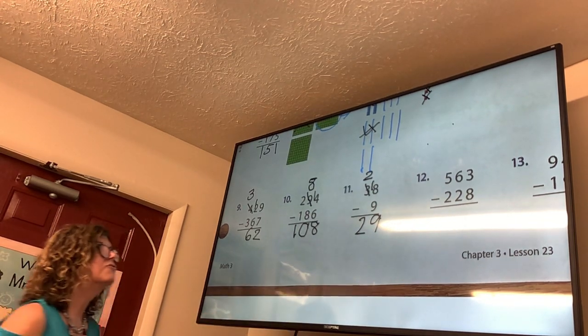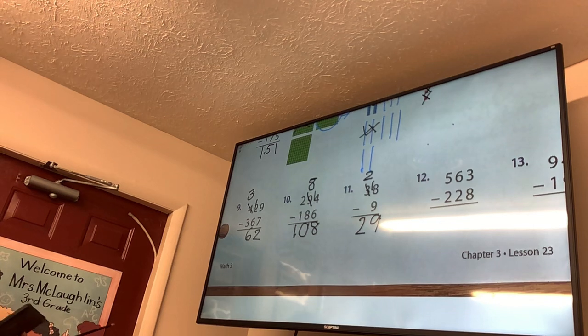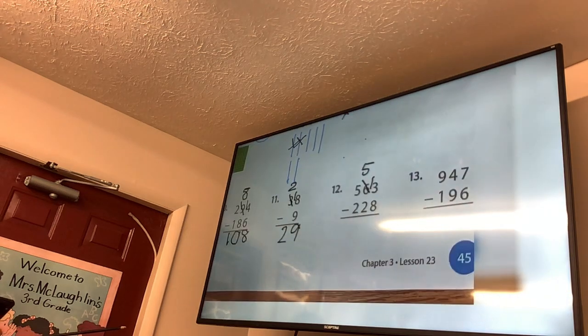563 minus 228. So we'll start with 3 minus 8. Can't do that. So go to the 6. The 6 becomes a 5. You have 5 tens, and now you have how many ones? 18. No. 13. I was looking at the wrong one. Well, stop looking at the wrong one, because it's confusing when you're blurting out the wrong answer, buddy.